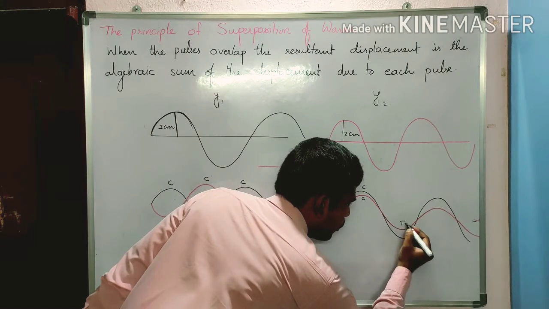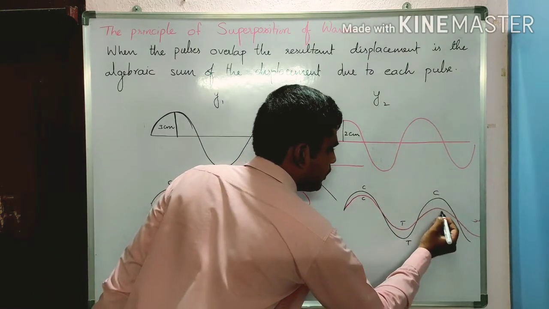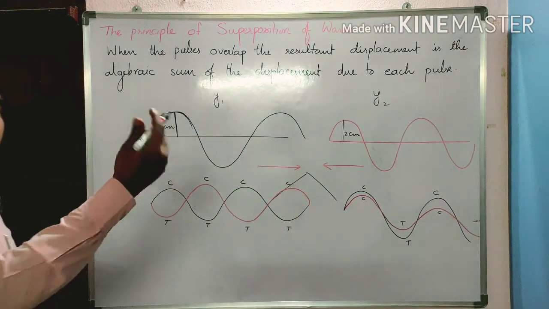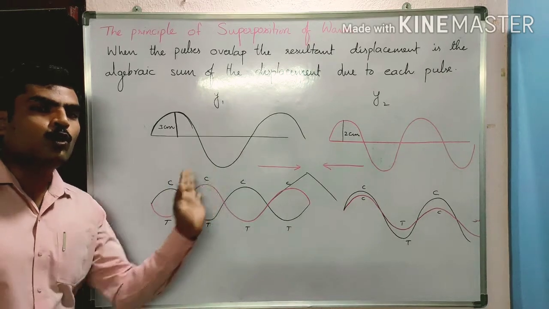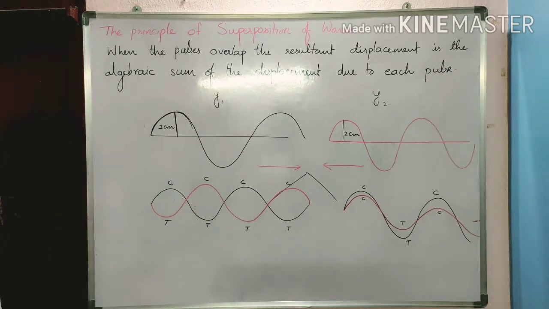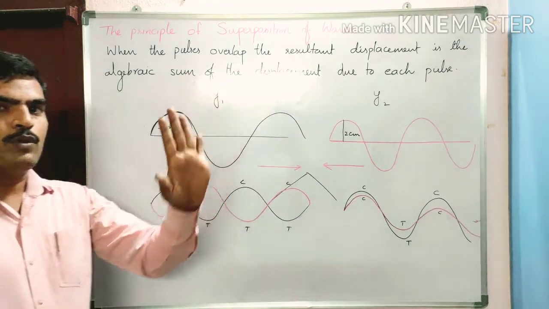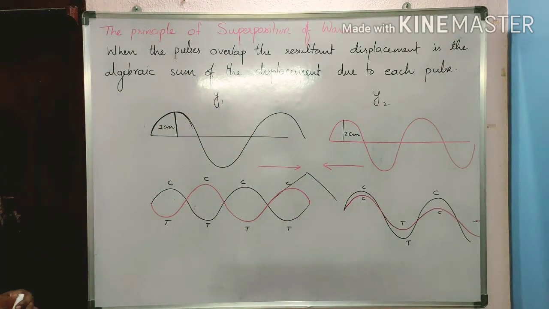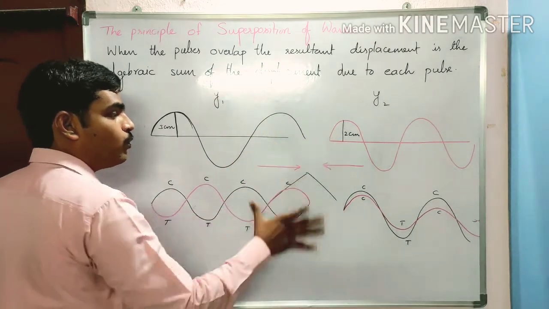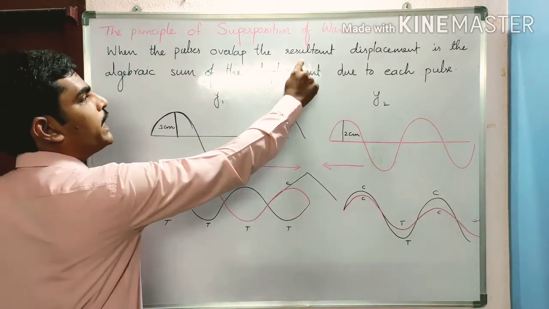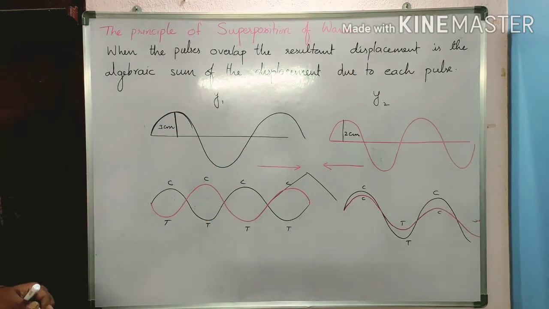Trough of one wave overlapping on the trough of another wave. Crest of one wave overlapping on the crest of another wave. This is the second type of overlapping. Superposition. Superposition is in two ways. One is crest overlapping on trough. Another one is crest overlapping on the crest of another wave. Okay, I think you understood here. Two waves are overlapping. Then what happened to the displacement? The resultant displacement is the algebraic sum of the displacement due to each pulse.